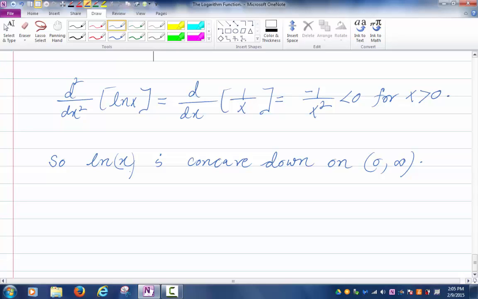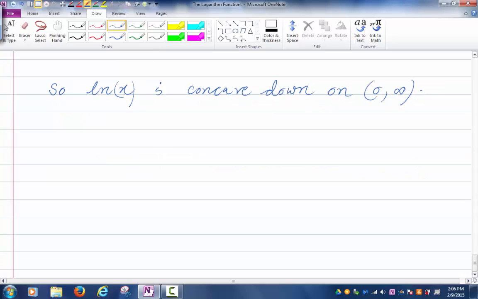Okay, so now we know that the ln function was increasing. Now we know it's concave down everywhere. If I want to sketch the graph of ln, what else do I need to know? Do I need to know anything else, or can I sketch it? What else do I need to know?